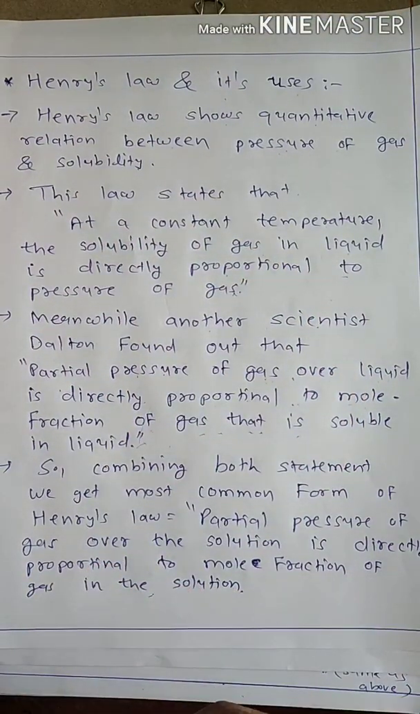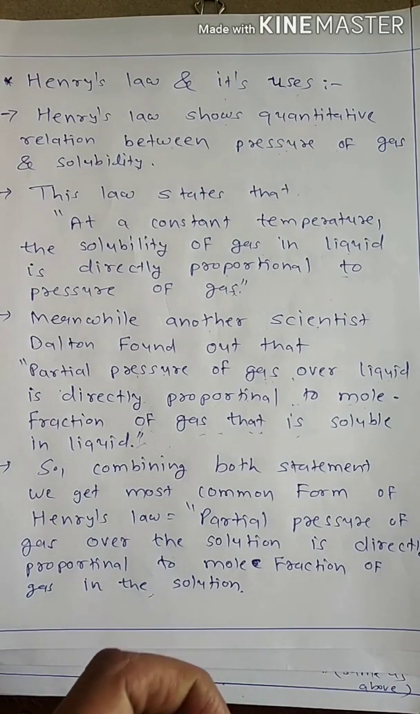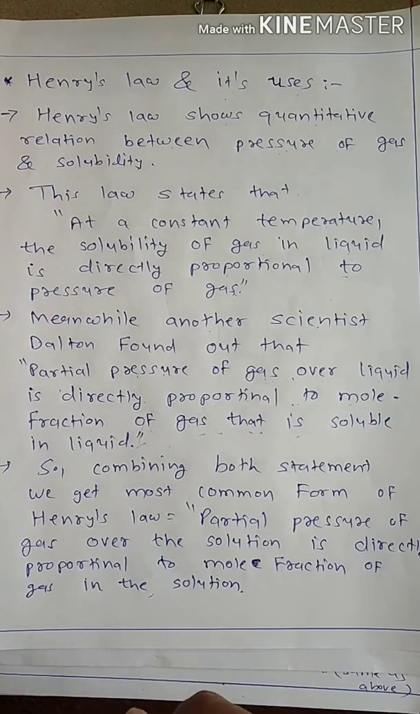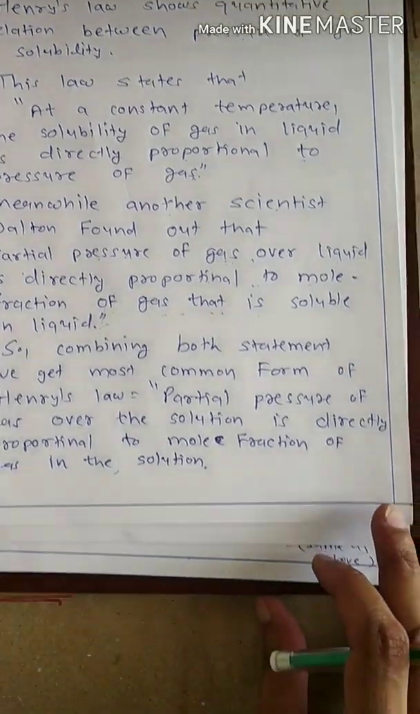Second point, what was his own statement? Henry's statement. His statement was this: at constant temperature the solubility of gas in liquid is directly proportional to pressure of gas. Then another scientist came. Meanwhile, another scientist, Dalton, he told us that partial pressure of gas over liquid is directly proportional to mole fraction of gas that is soluble in liquid. These two statements were combined.